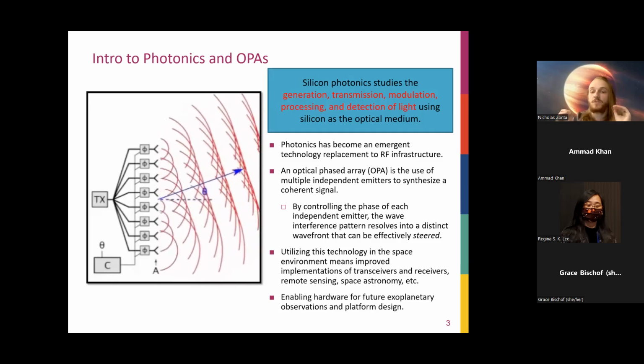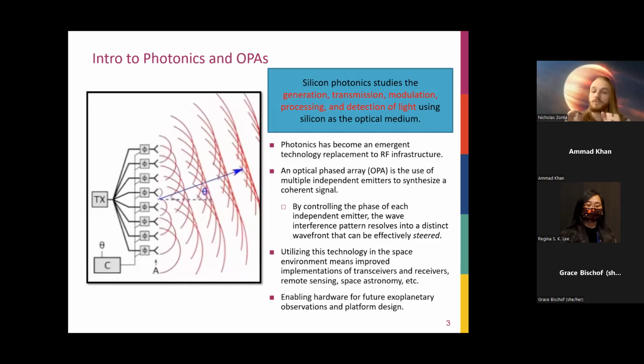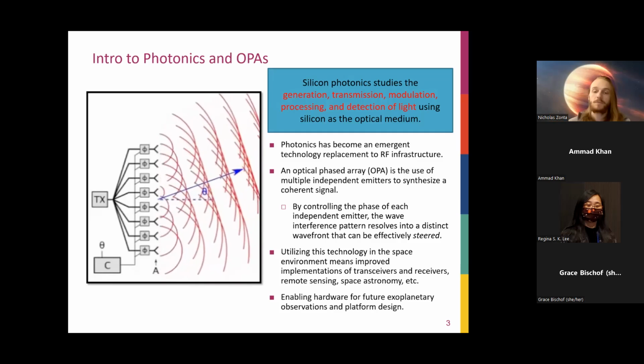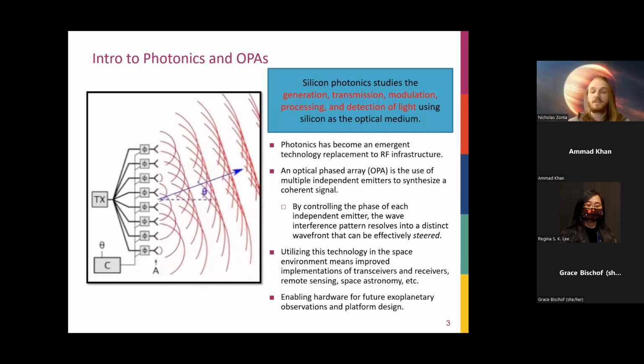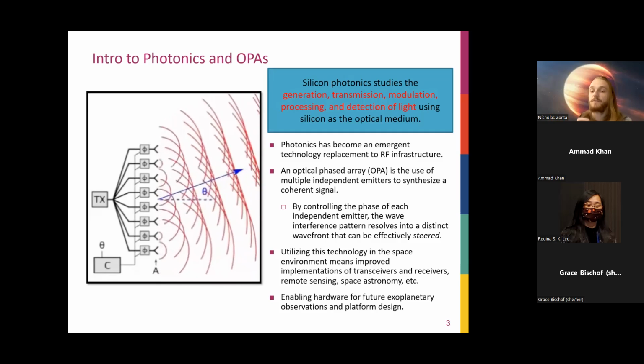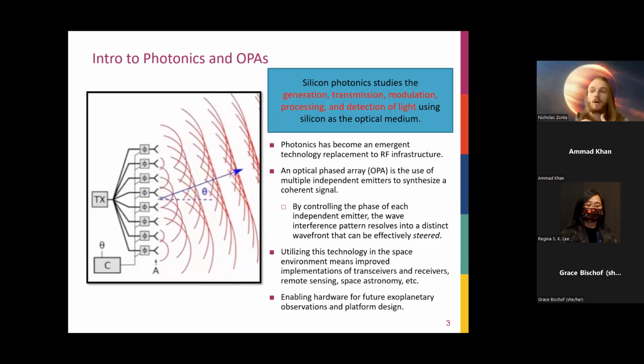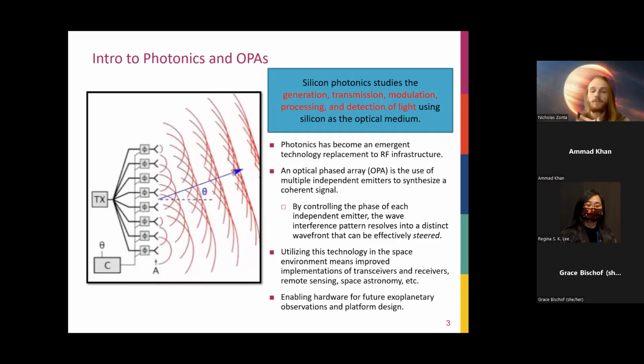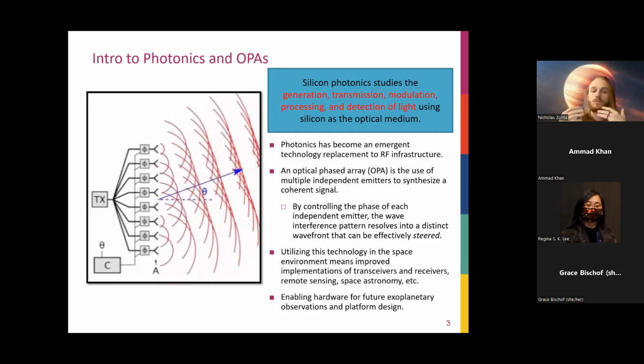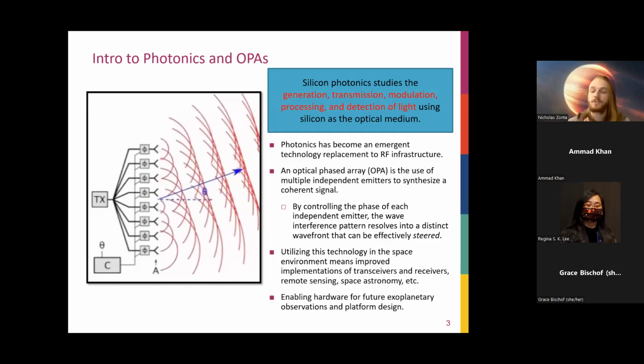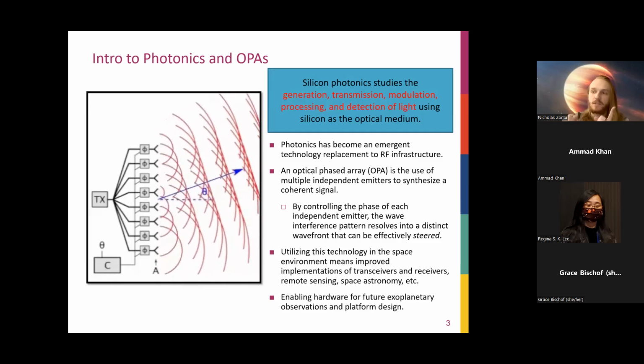Using this technology means we can improve transceivers, receivers, remote sensing, space astronomy, LiDAR systems, the works. And what this means is that it's an enabling hardware for any future exoplanetary observations and platform designs going forward. So to give an example, if anyone is familiar with the TV series or read the books of The Expanse, whenever they mention sending a tight beam message, this is the technology they're speaking of.